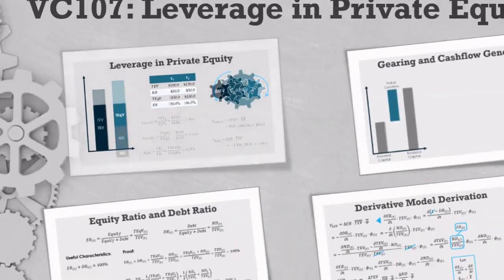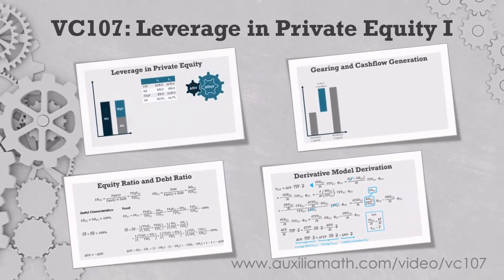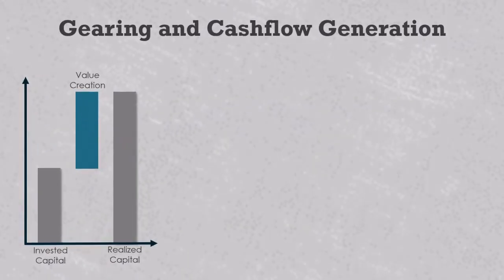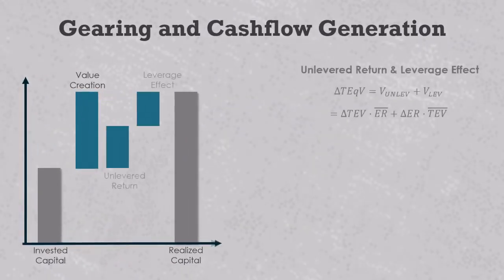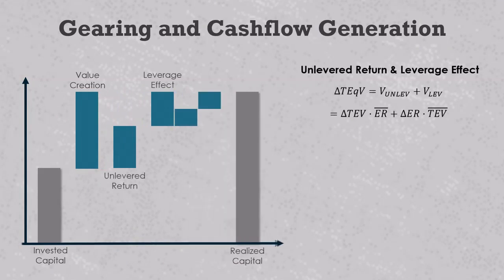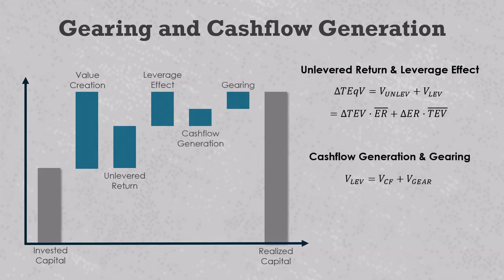Now, in all three of these cases, net debt did not change, so there is no cash flow generation. So we must explain the leverage effect with gearing. We have already proven that value creation can be broken into the unlevered return and the leverage effect that have these equations here. And we have suggested that the leverage effect can be broken into cash flow generation and gearing. What we don't know is the gearing equation.